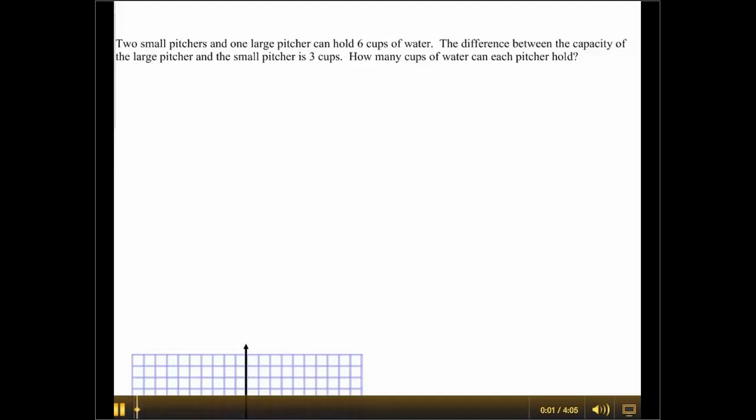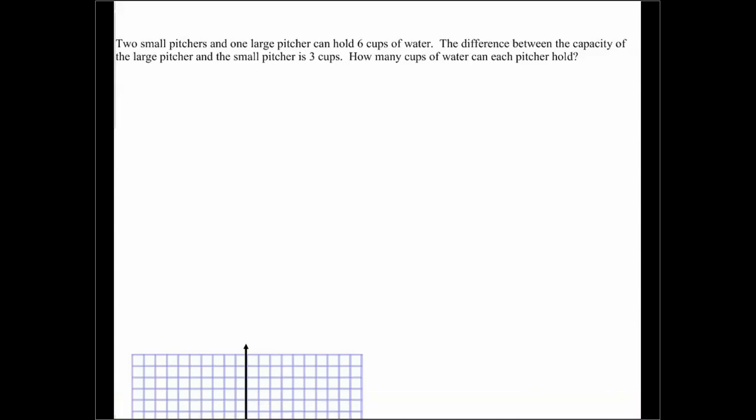2 small pitchers and 1 large pitcher can hold 6 cups of water. The difference between the capacity of the large pitcher and the small pitcher is 3 cups. How many cups of water can each pitcher hold?